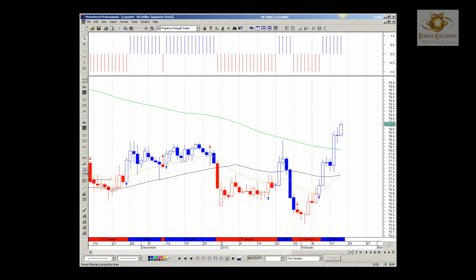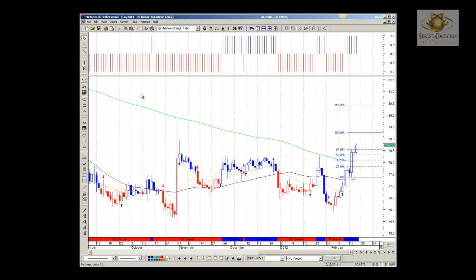If we look at projection figures from the low to the high, this little pullback here, moving it back. Ideally, the 100% at 79.30 would be our next potential target, as price is now trading above 61.8. If price can close above this area, then we should be looking at 100% as our next potential target, as price really moves to the upside on this pair.